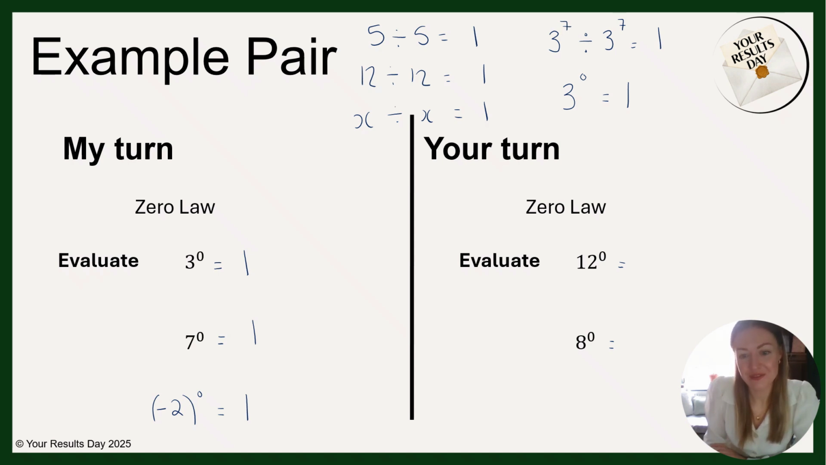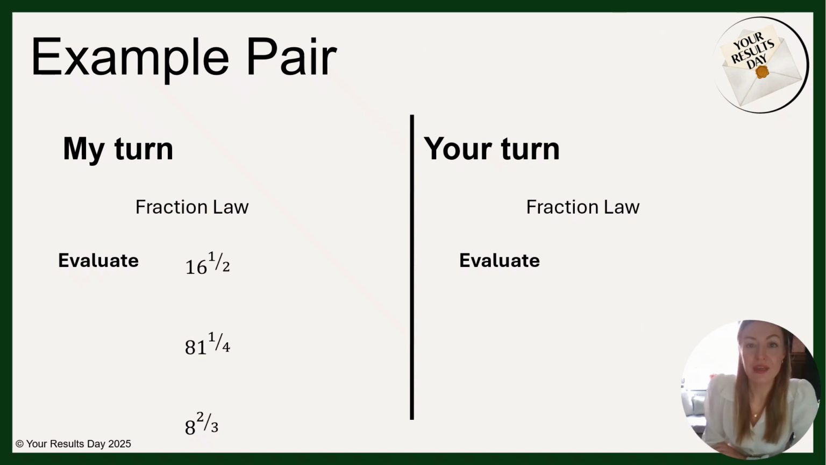Hopefully you got 12 to the power of 0 is 1, and 8 to the power of 0 is also 1. And then we have the fraction law. Now this one is a little bit more tricky, but we can do it. We'll get through it together. So we have got 16 to the power of a half. So just be careful, this isn't 16 and a half. It's 16 to the power of a half. It's not as easy to see when it's typed as it is when it's handwritten.